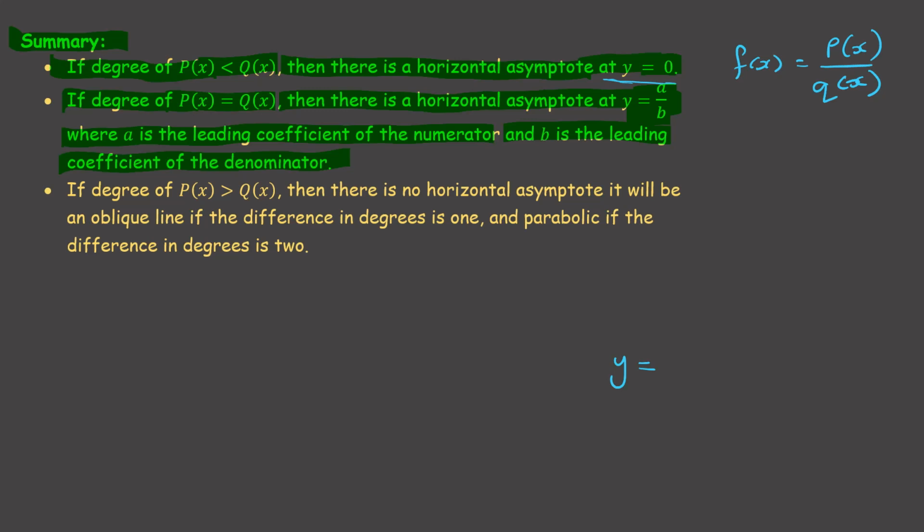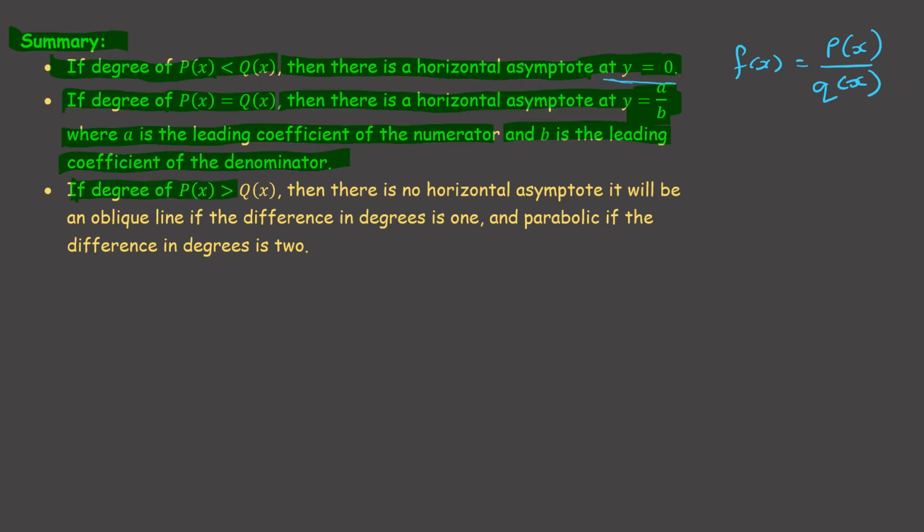Let's suppose we had something like 2x squared minus 5x minus 7, and on the bottom we had 3x squared plus x plus 1. Then when x is really, really big, you can essentially ignore all of that stuff. And we've got 2x squared over 3x squared. Cancel the x squared. It will be 2/3. That's the leading coefficient. So that's how that works.